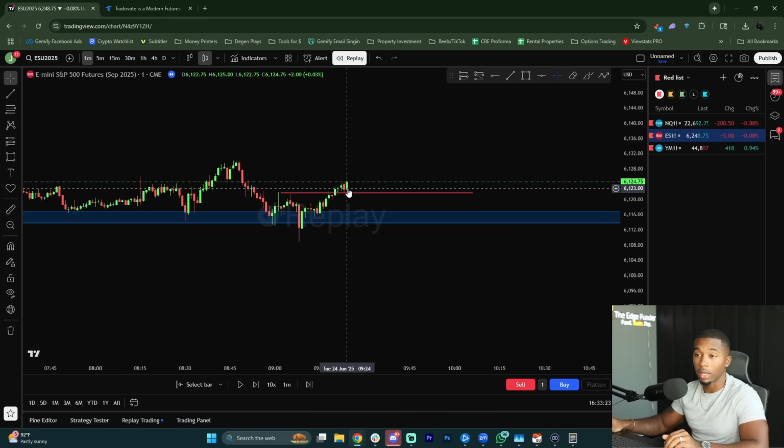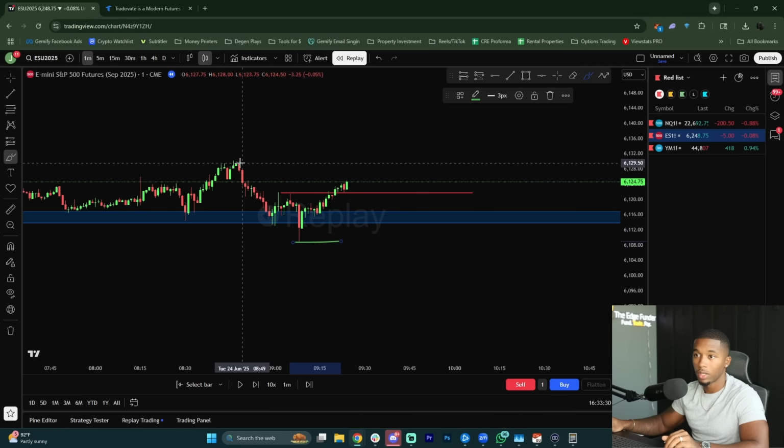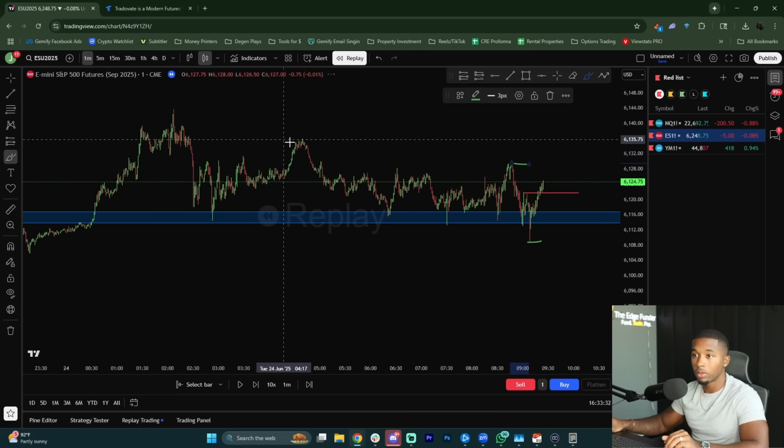So we ended up breaking above this recent high. We could have entered the trade right here. We would have put our stops below this recent swing low, and we could have targeted up here. It really depends how long you want to hold the trade. And let's see what ends up happening.